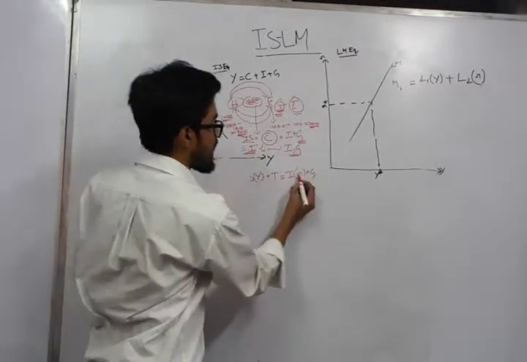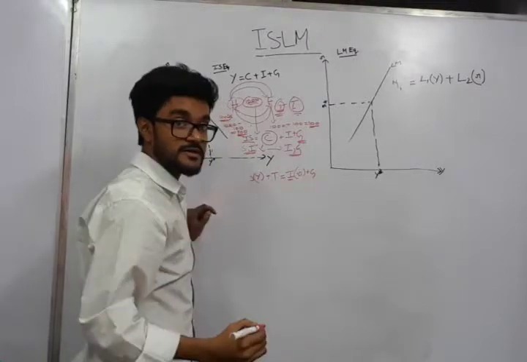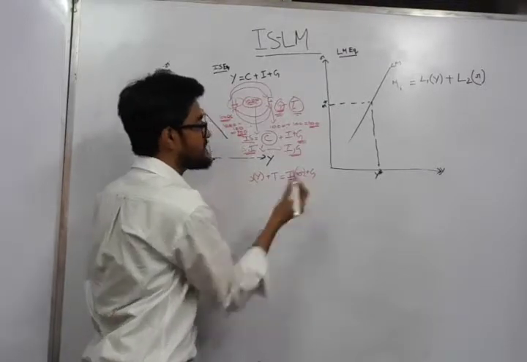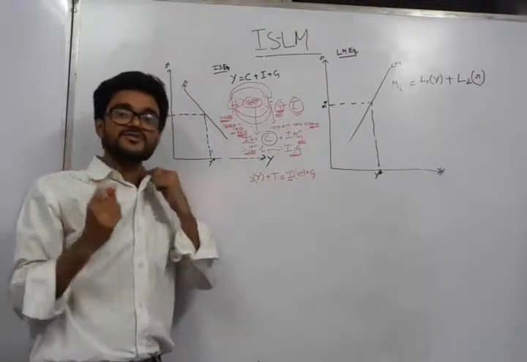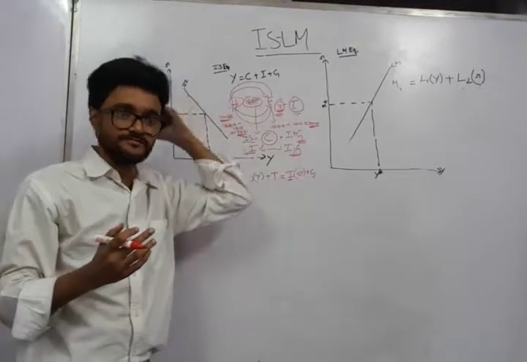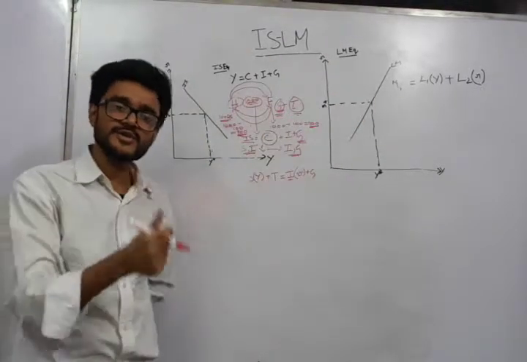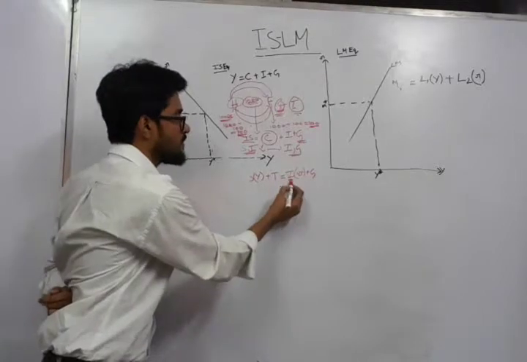Now how do R and I depend on each other? That is, when R increases, R means what? R means interest rate. Suppose in a bank, the interest rate increases. What happens to investment?